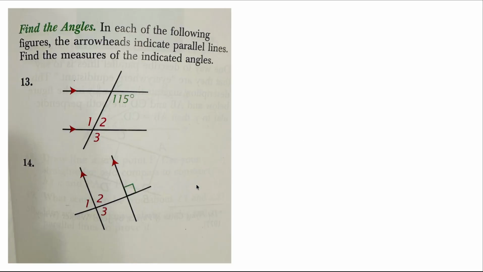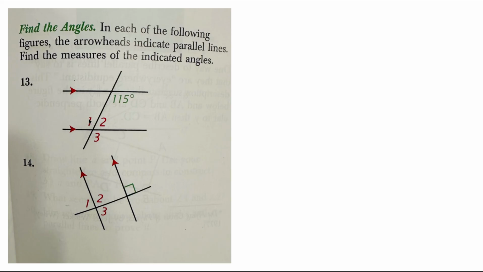Okay, these are kind of fun little puzzles. Find the angles. In each of the following figures, the arrowheads indicate parallel lines. Find the measures of the indicated angles. Every time you see a little arrowhead, as they call it, it means these two lines are parallel. So that means this is our transversal. I see 115 degrees. Where is the corresponding angle for 115 degrees? 3, right? 3 is also 115 degrees, because of corresponding angles.